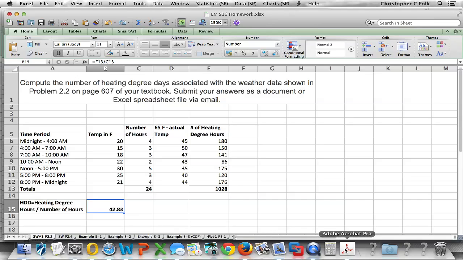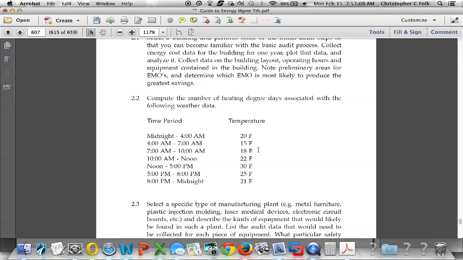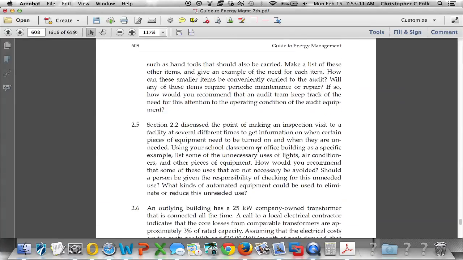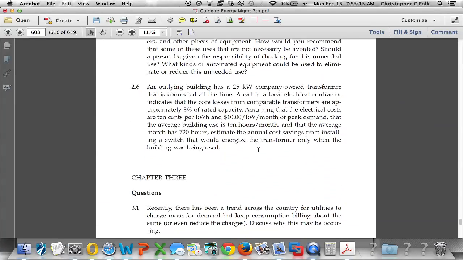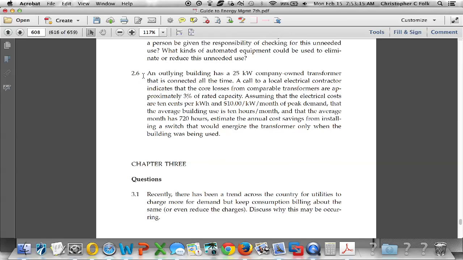Another problem that I didn't assign, but I want to discuss, is 2-6. 2-6 is an interesting one. We have an outlying building that has a 25 kilowatt company-owned transformer that's connected all the time.